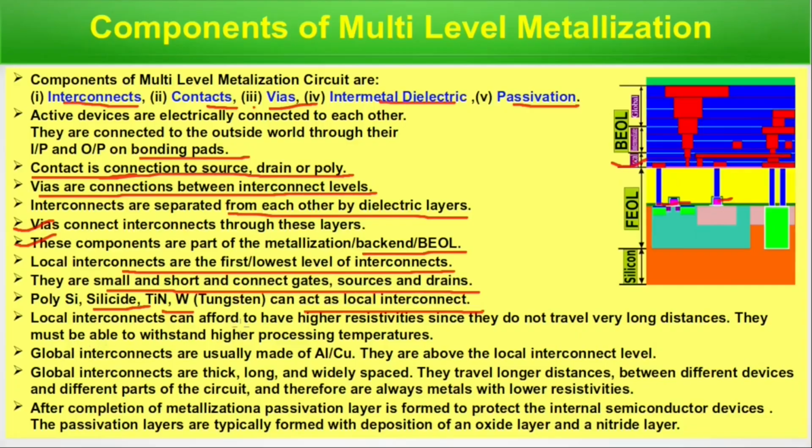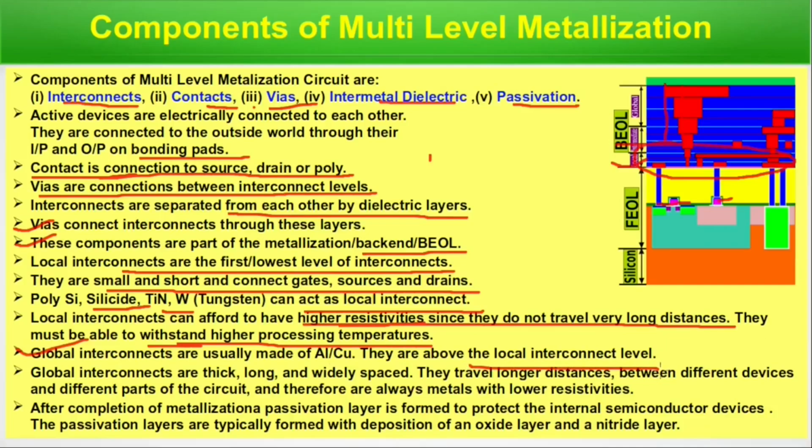Now, local interconnects can afford to have higher resistivity since they do not travel long distances. So we can use some material which has higher resistivity because they are not running really long. They must be able to withstand higher processing temperatures because this is fabricated first, and all the other layers are fabricated after that. Now, global interconnects are usually made of aluminum or copper.